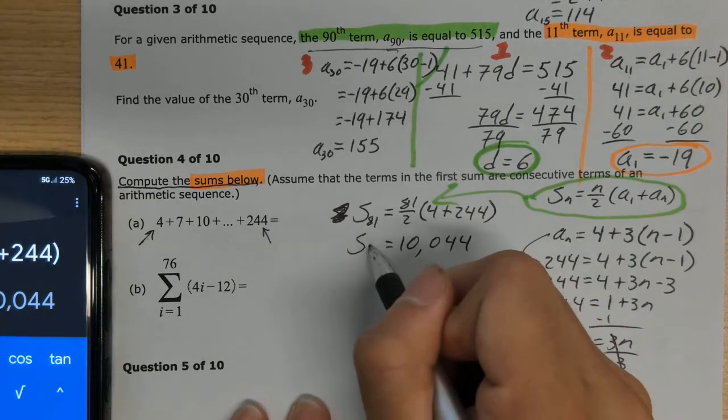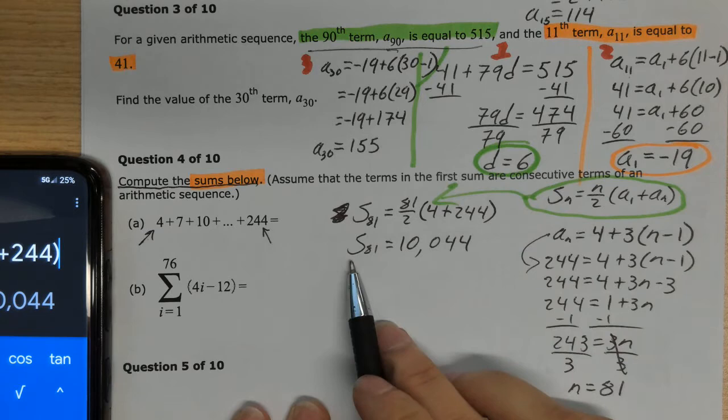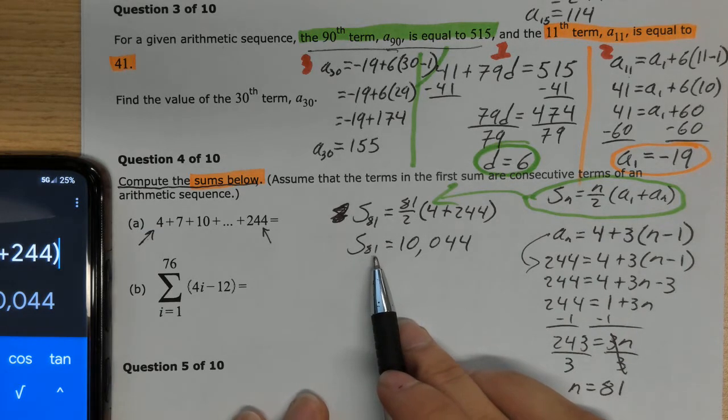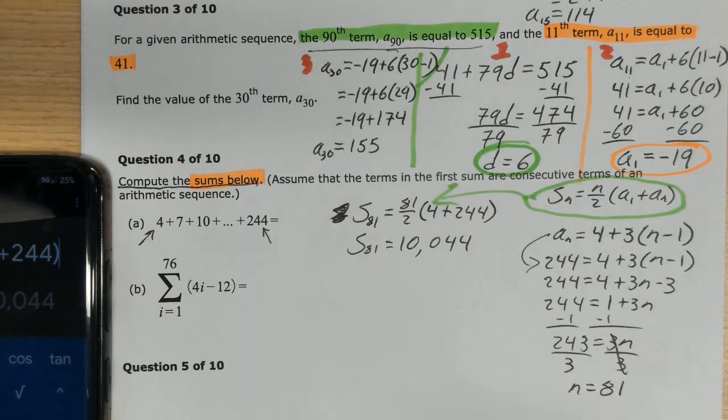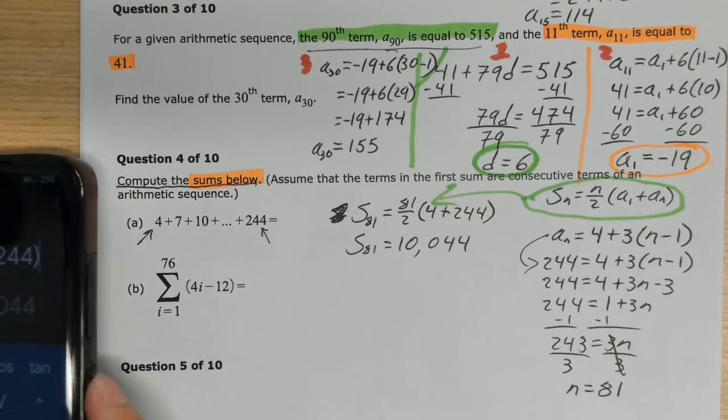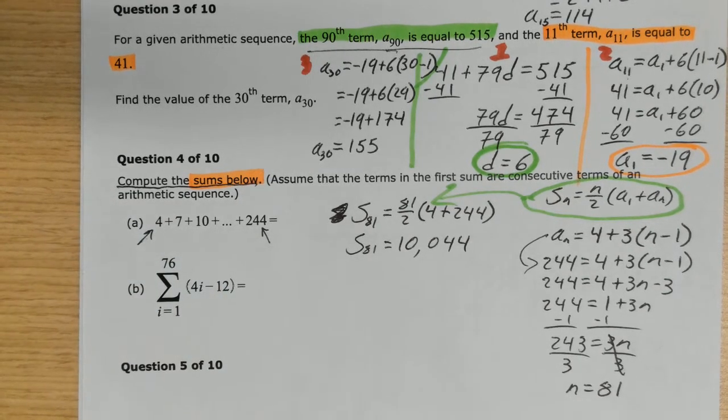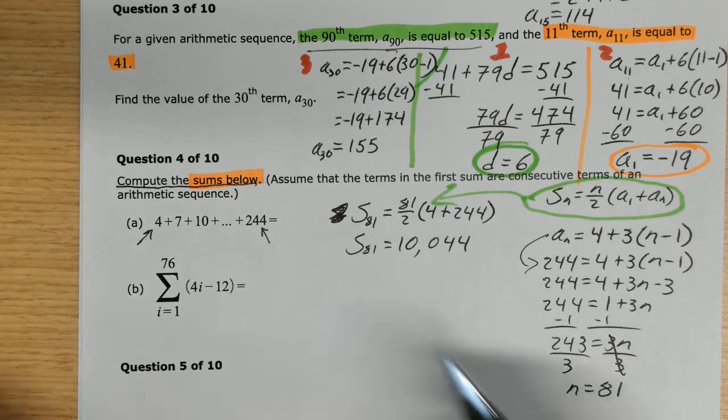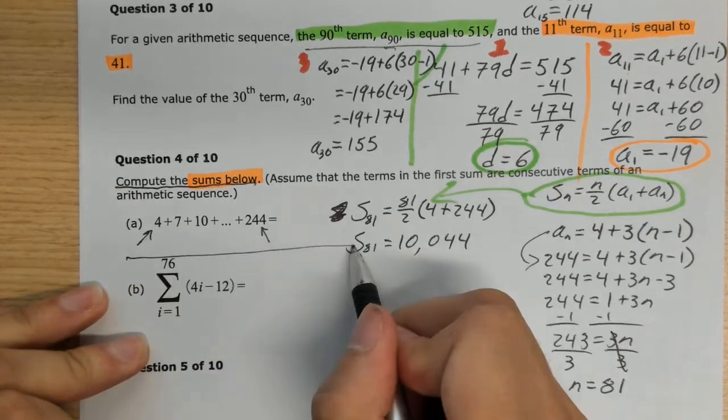So S sub 81 reads as the sum of all of the terms up to the 81st term. Joshua, if you wanted to keep adding one by one, it would have taken you a while. Alright, so that was part A.